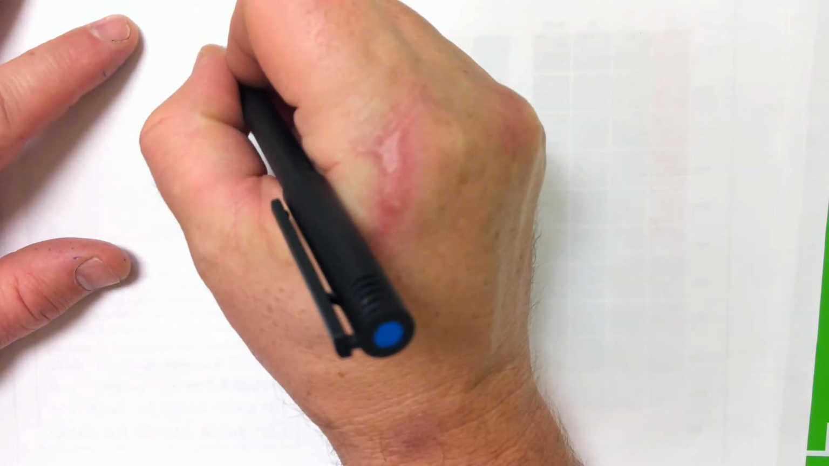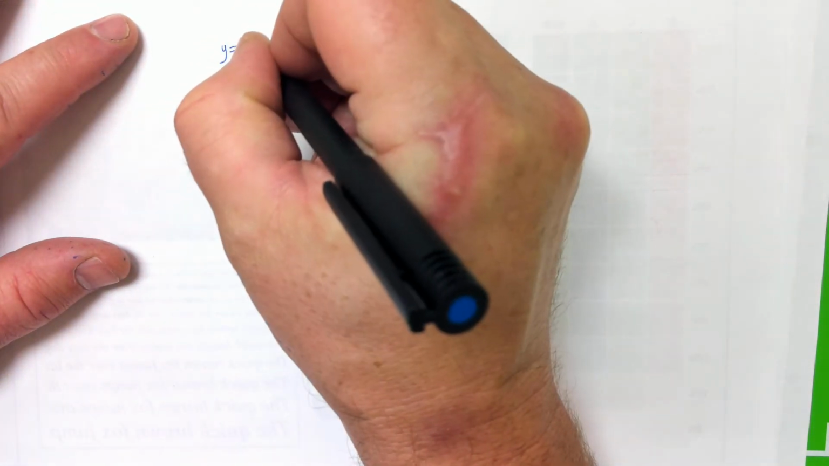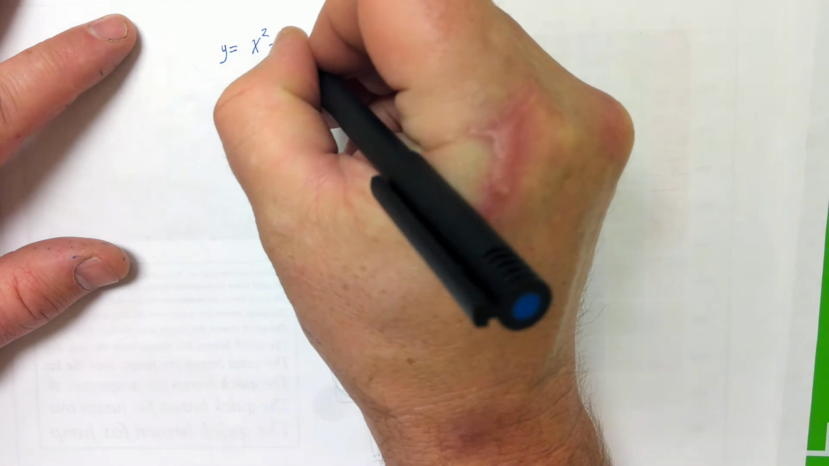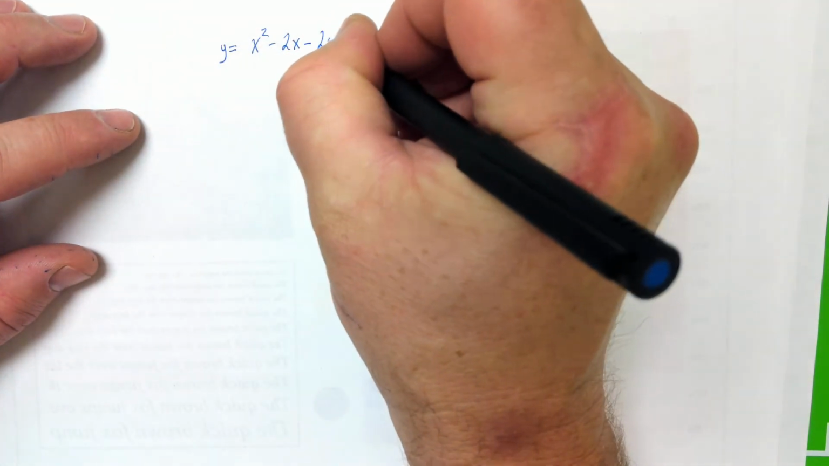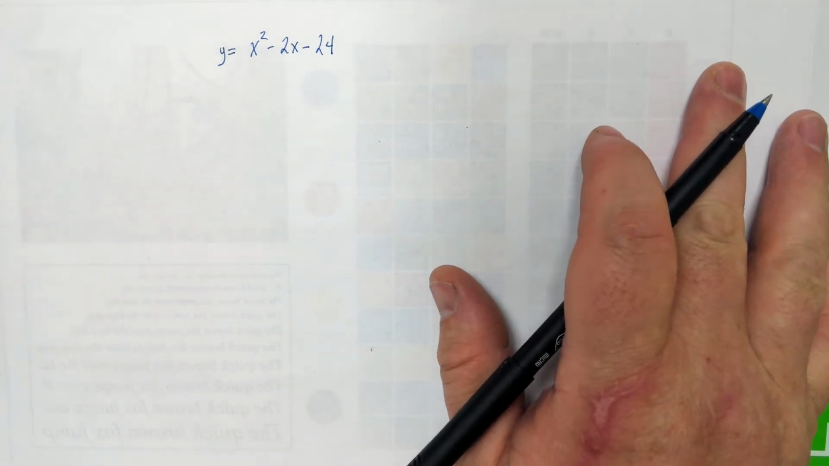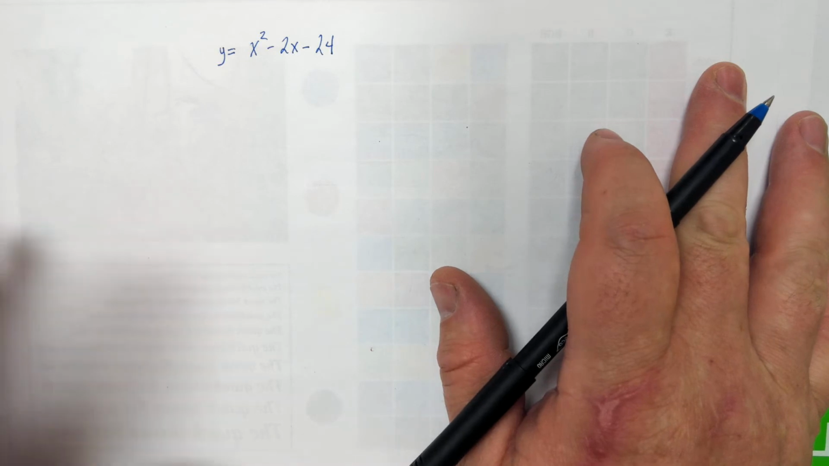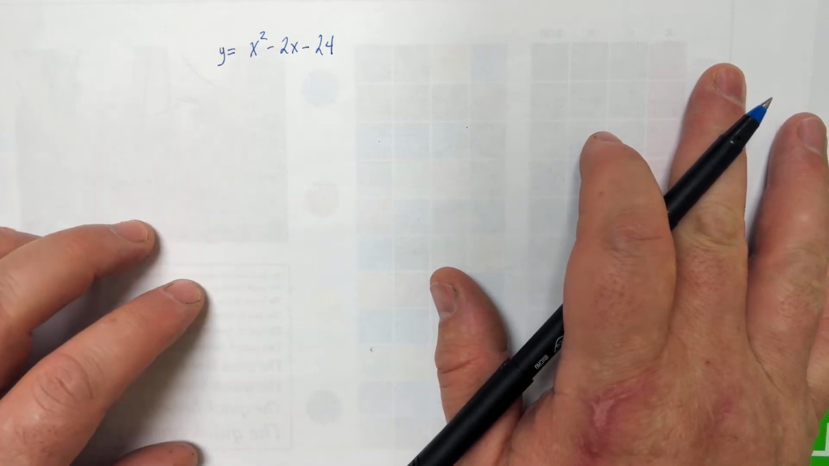Ivan, check this out, buddy. Let's say I was going to graph this, right? You guys can see that? Y equals x squared minus 2x minus 24? Yeah?